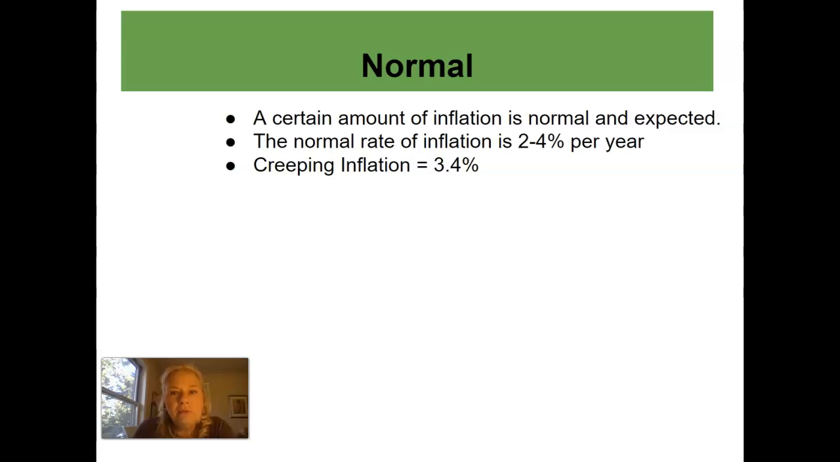Actually, a certain amount of inflation is normal and expected. So the normal rate of inflation is 2 to 4% per year. And something called creeping inflation is about 3.4% per year. And that's pretty much what we've been having.